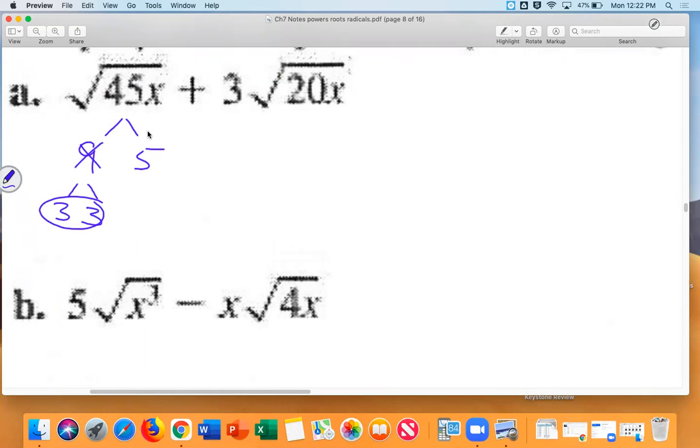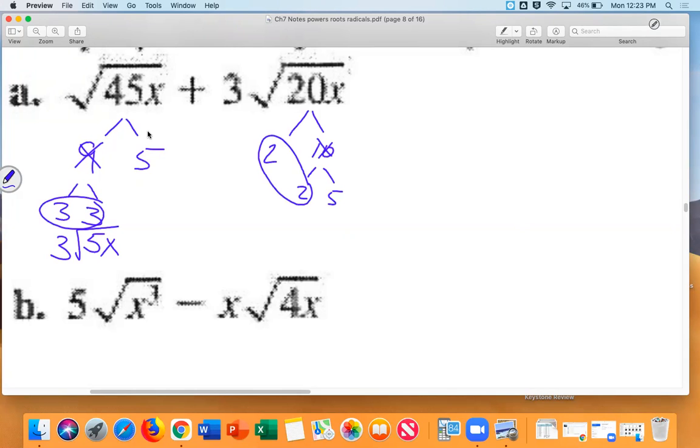All right. Now, the square root of 45x can be written as 3, because that 3 came out, root 5x. Jay, do you see that? Now, can you break down the square root of 20? What was it? 10 and 2, okay. 10, 5 and 2. There's your pair of 2s.